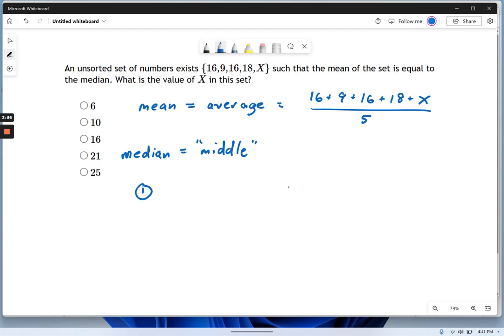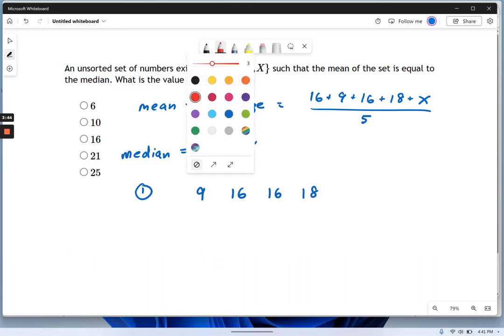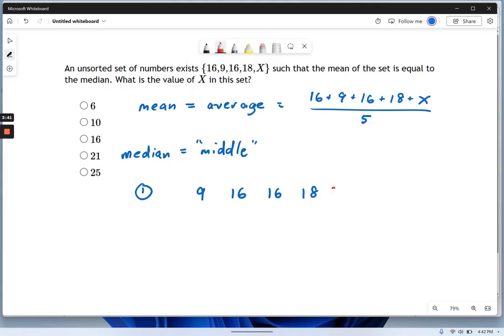There's 3 options. Here's one. 9. And then it looks like I've got 2 16s. 16, 16, 18. Now where does the x go? Let me change colors here. Put the x somewhere. Here's an option. Maybe the x goes over there.